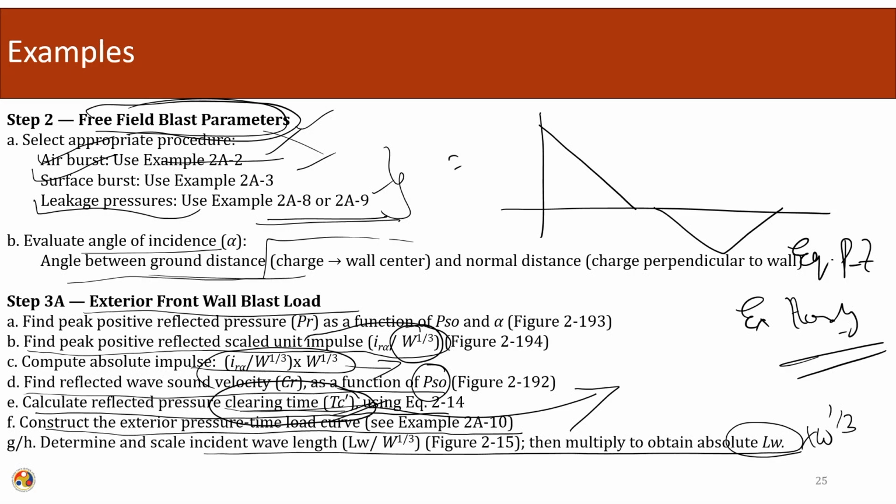So, we categorize the blast charge, categorize the type of burst, calculate the free field parameters, and from the free field parameters we use the same equations as used for the exterior loading. The only thing is that we have to adjust for the clearing time because there are openings here, and then we construct the exterior front wall blast loading, which will look something like this. T equivalent positive, T equivalent negative.